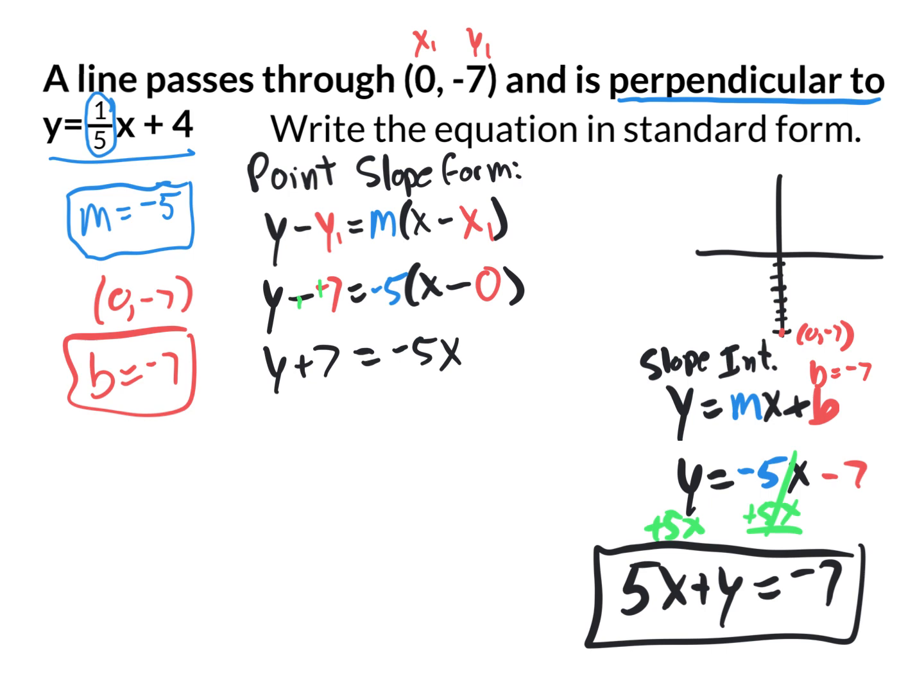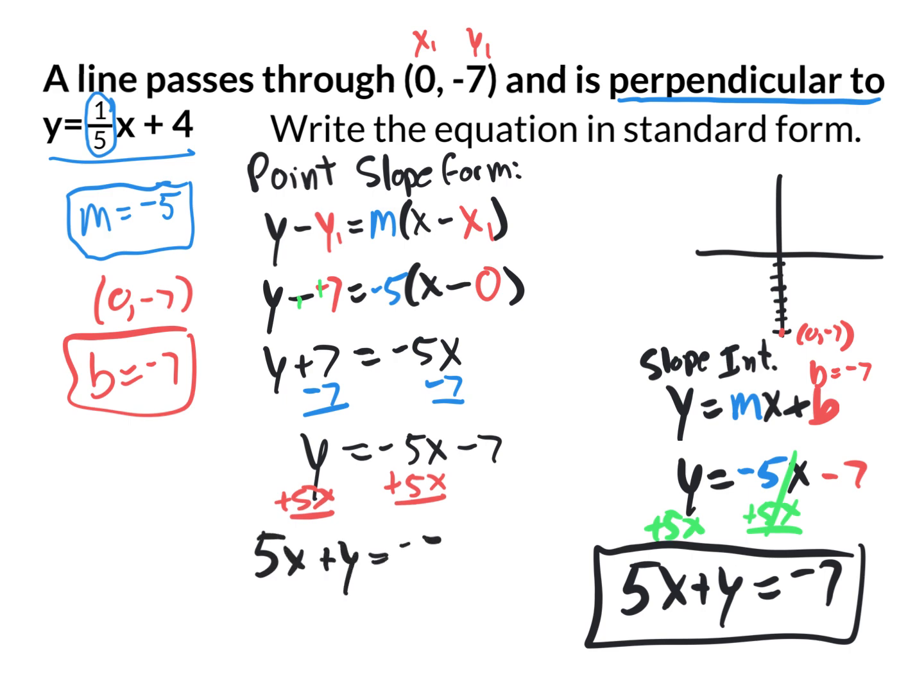So to get it in the standard form, you would move the x over here and the number over there. I'm going to start with the number by subtracting 7, rewriting this thing. That's going to be y equals -5x minus 7. And then moving the x to the other side by adding 5x and adding 5x. So you're going to have 5x plus y equals -7.